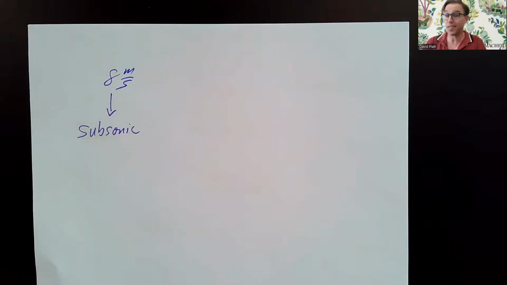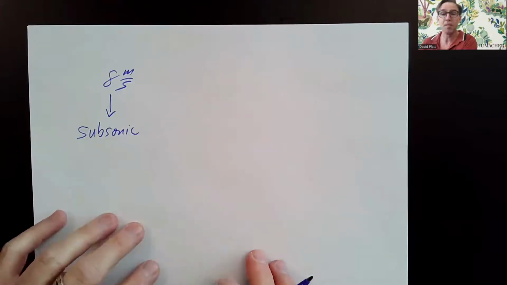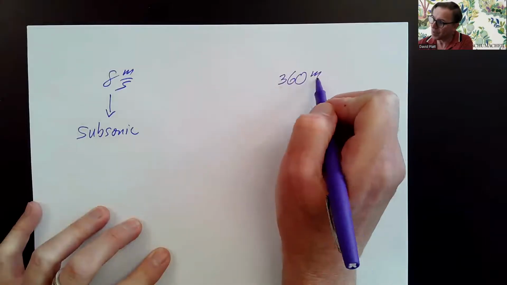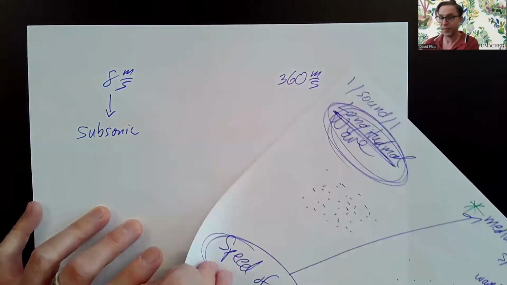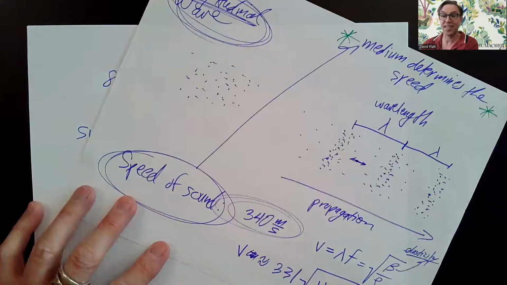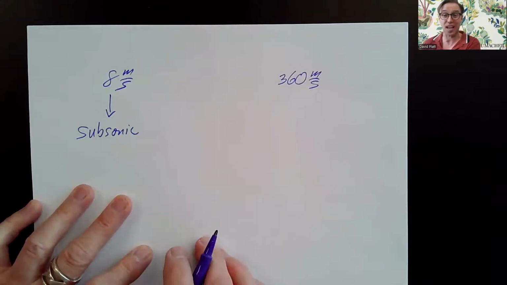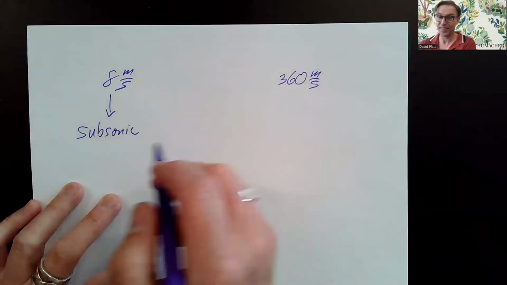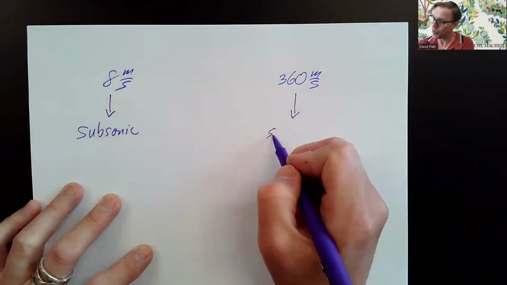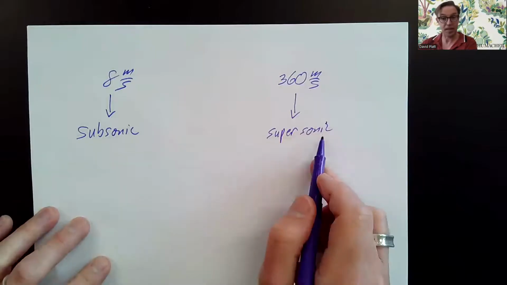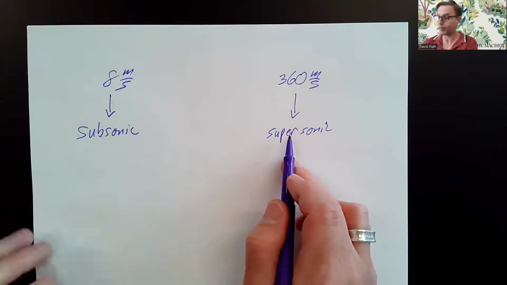Now, there are some jet planes out there that travel really, really fast, faster than sound, which is mind-blowing. Let's say there is a jet traveling 360 meters per second, which you will recall is more than 340. So it's traveling faster than sound, and anything that travels faster than sound gets an adjective, and that is supersonic. Sonic meaning having to do with sound, and super meaning more than.